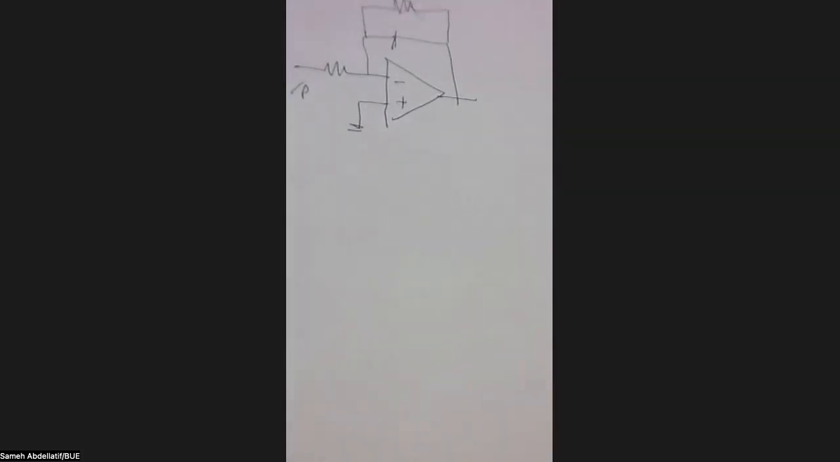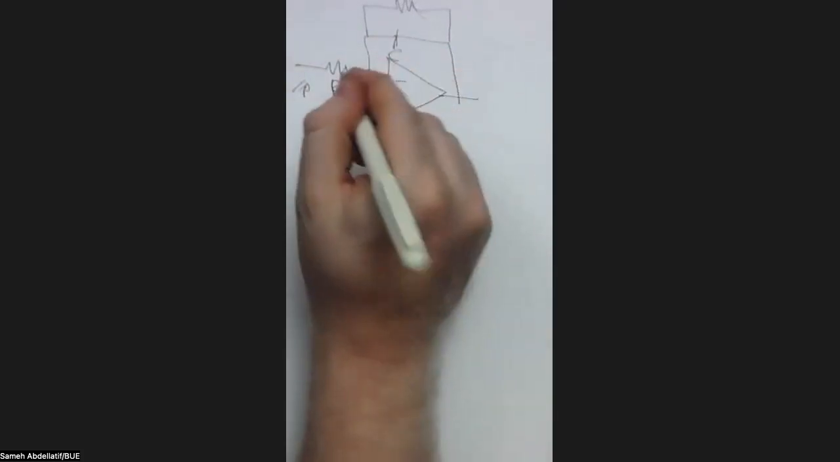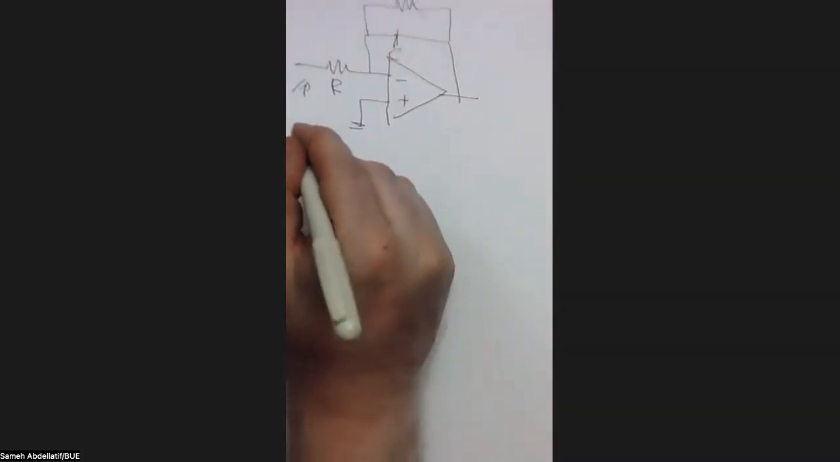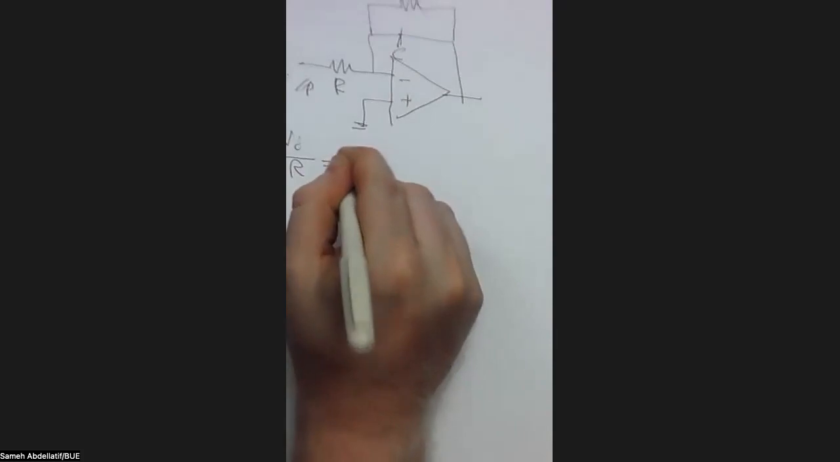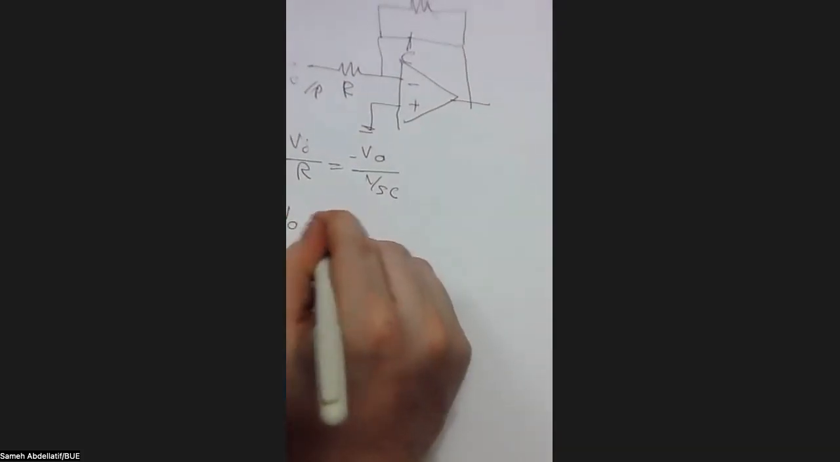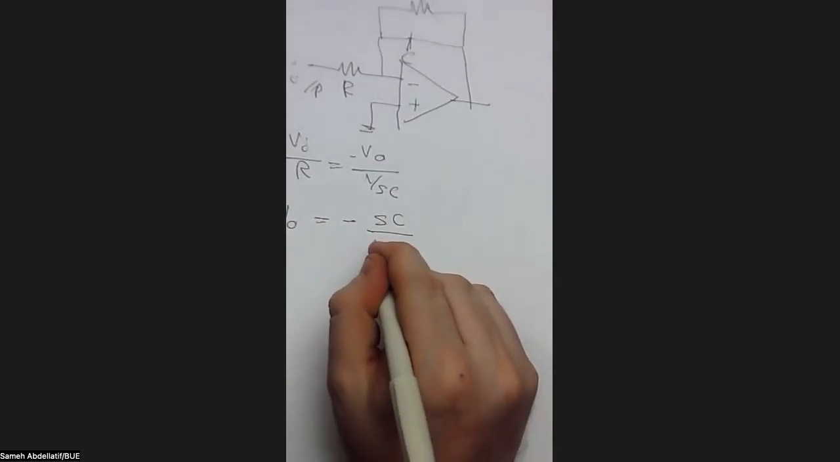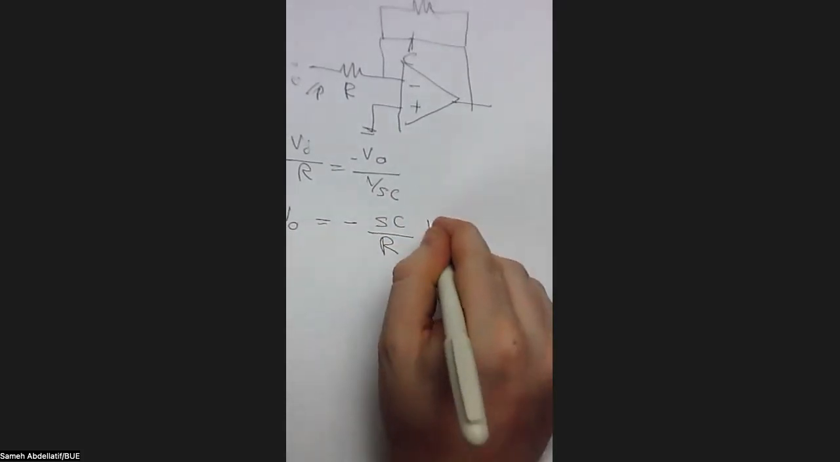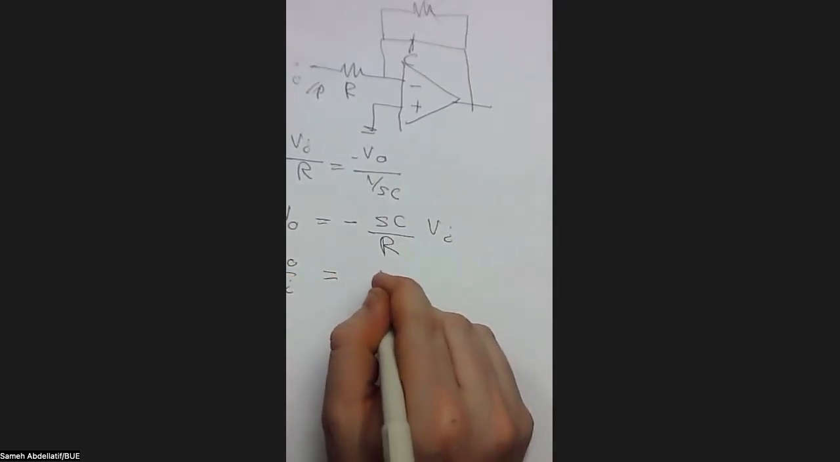Let's see. If we don't have this resistance, we have R and C. As I just said, the current flowing here is equal to the current flowing here. So V input over R equals negative V output over 1 over SC. Or V output equals negative SC over R times V input. Or V output over V input equals S.